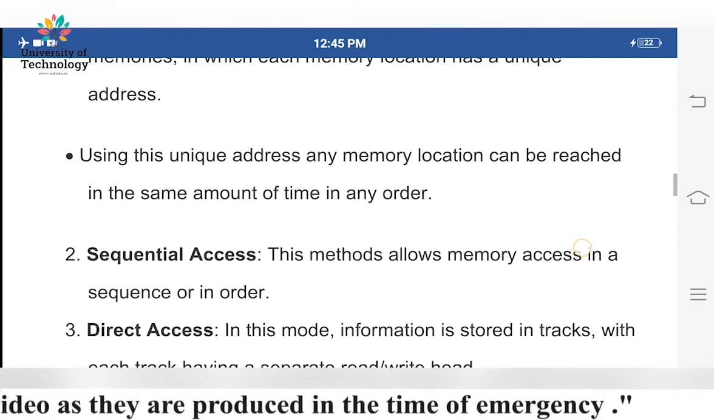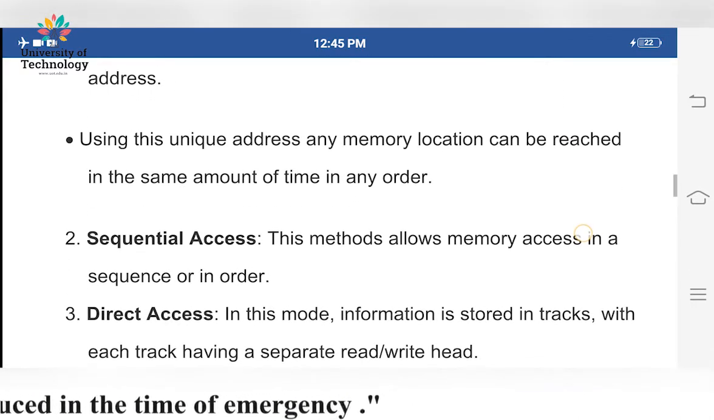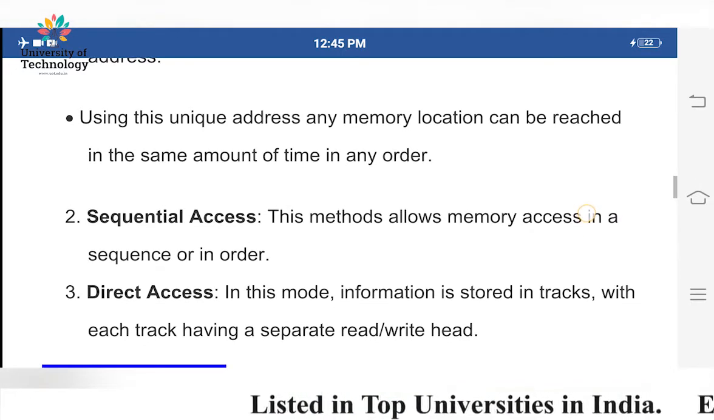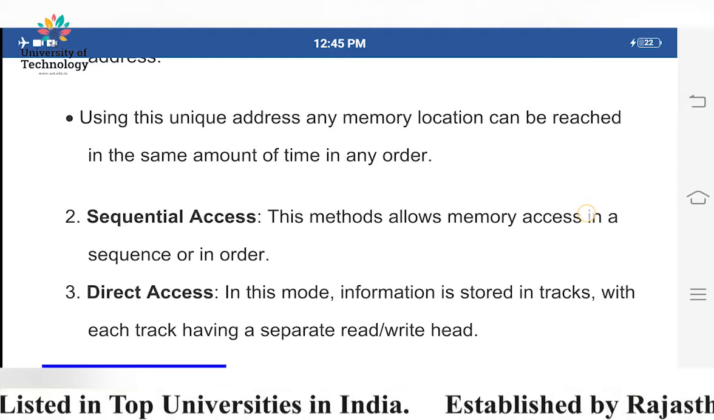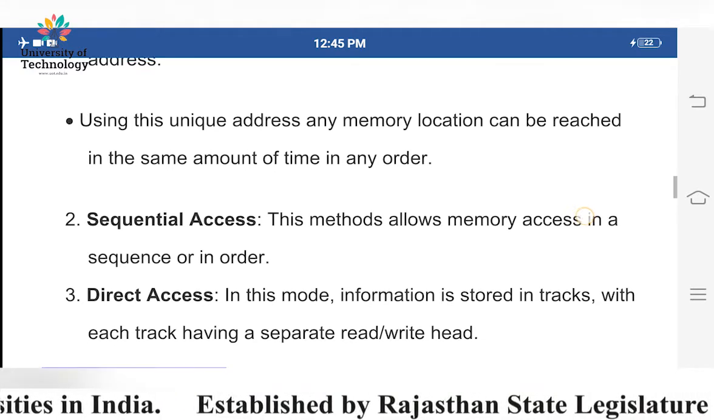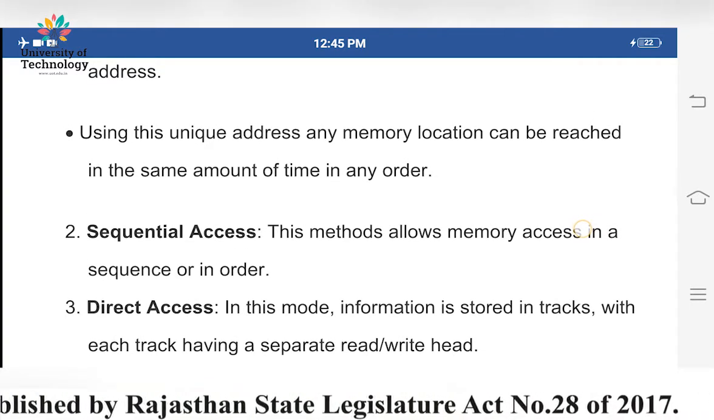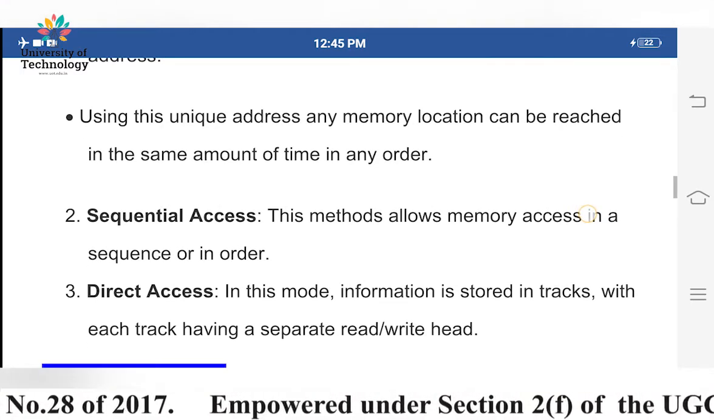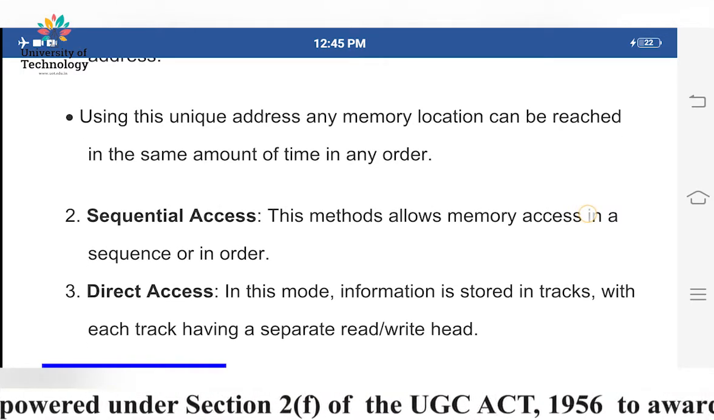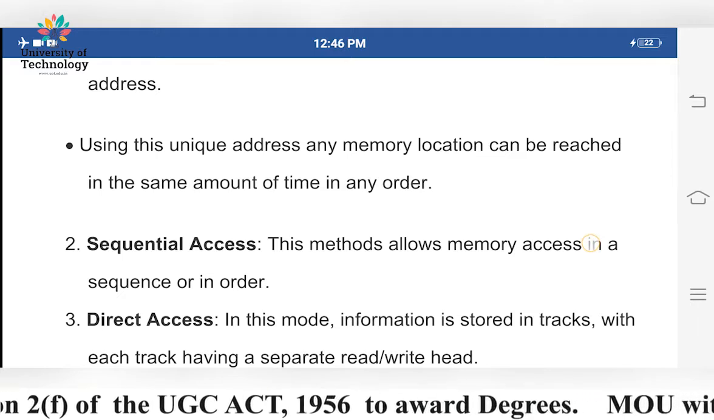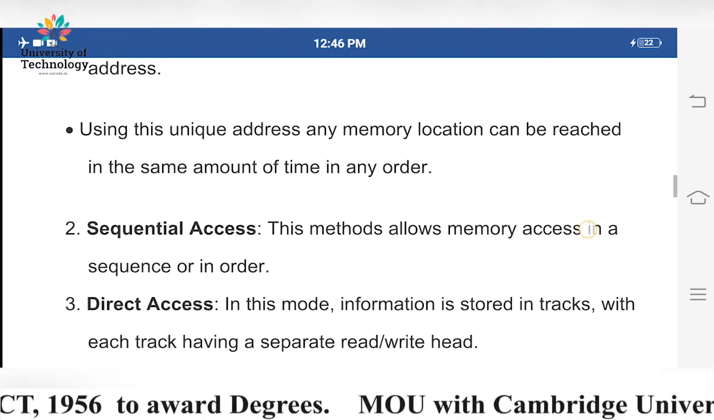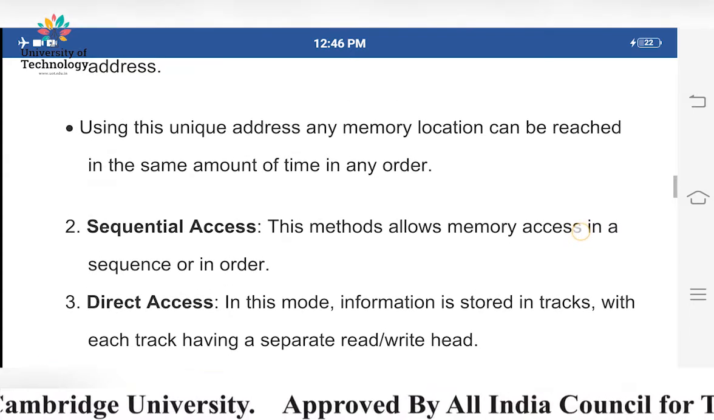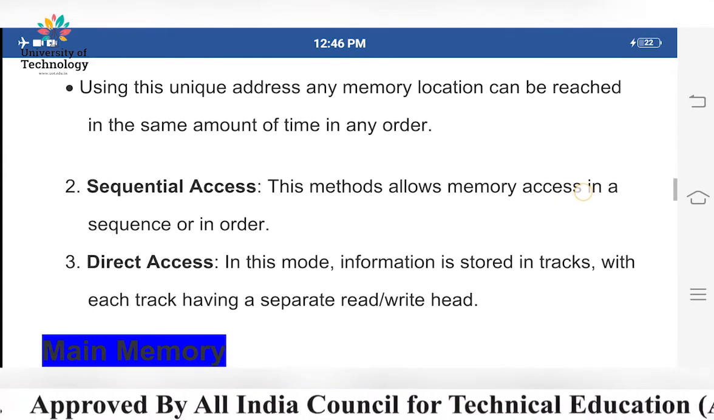Now, using this unique address, any memory location can be reached in the same amount of time in any order. What they are trying to say is that with the help of the unique address of random access memory, you can reach any location in the same amount of time. Whatever the order or sequence you follow, you can reach that particular memory address in the same amount of time. Time is not going to differ. It's going to be the same.